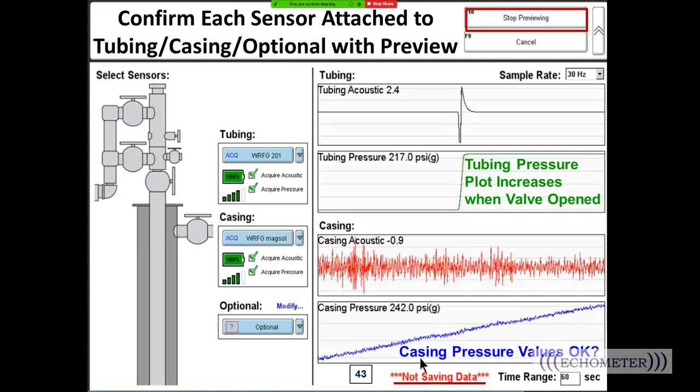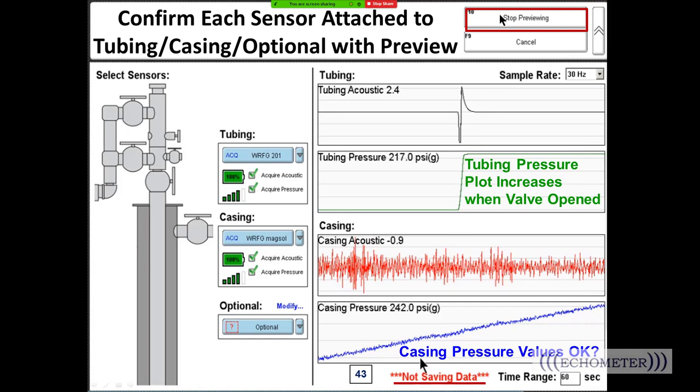This is just previewing the data, and it's saying we're previewing. You see here that we open the valve right here between the gas gun and the well on the tubing, and we see this jump in pressure. We knew that was the gun attached, and we see that it's hooked up correctly. And so that means we're okay, ready to start the test.